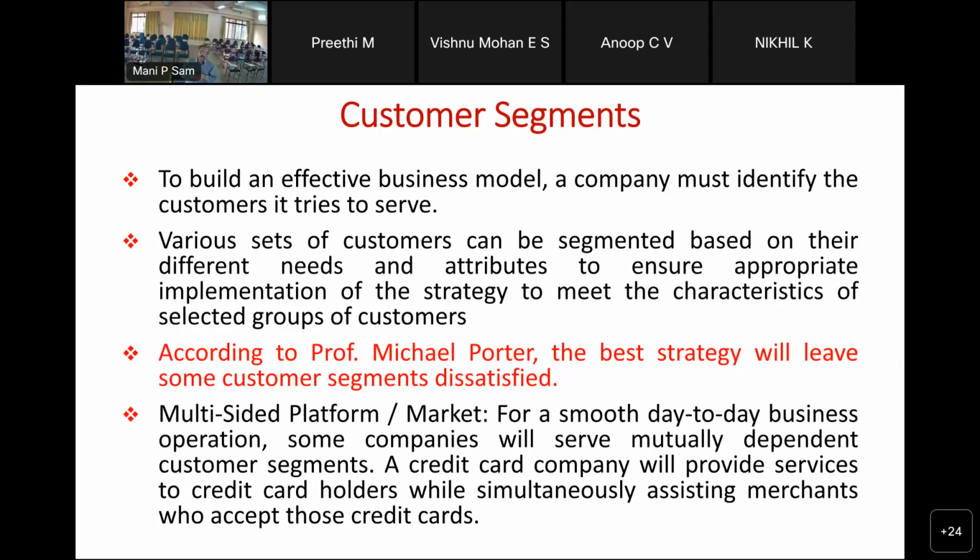But what happens in a multi-sided platform or a market? I'm giving an example of that. So you may have to serve mutually dependent customer segments. You really cannot take just one segment. There is another mutually dependent customer segment. Both have to be served together. Let us look at the example of a credit card company.